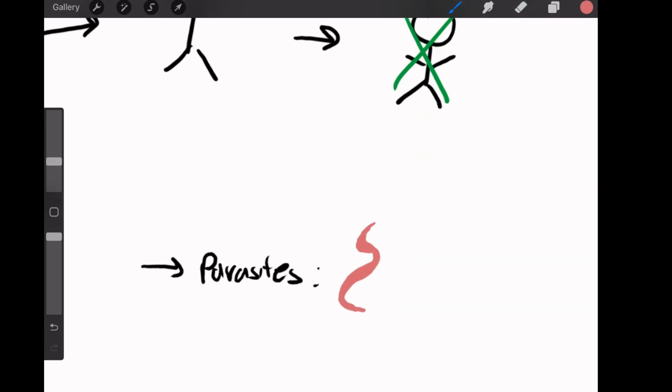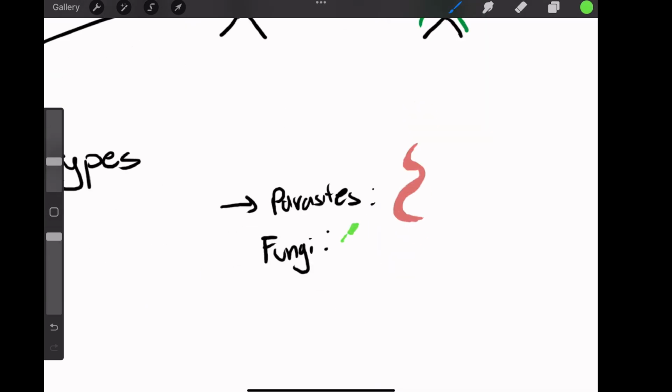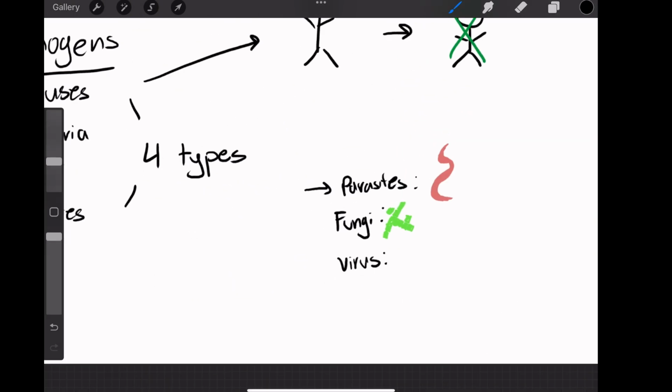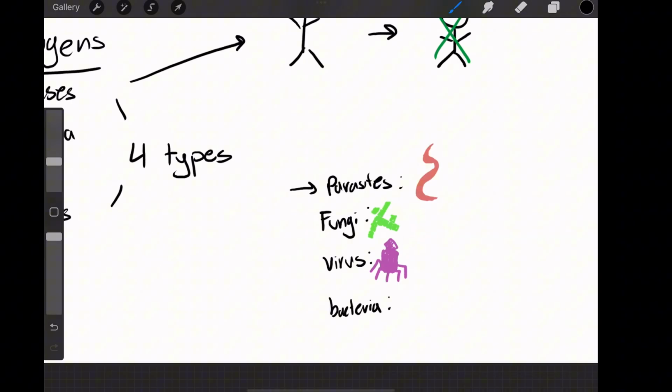Since there are 4 types of pathogens, I will be drawing each. This is what a parasite looks like. Fungi structure kind of looks like bamboo, but in reality, the structure is just a bit different. This is what a virus looks like. And this is what a bacteria looks like. There are 3 kinds of bacteria.